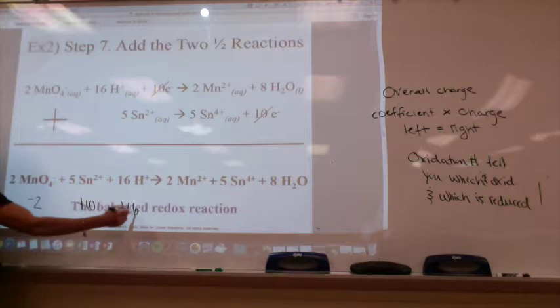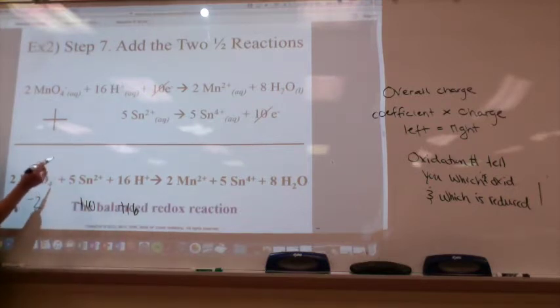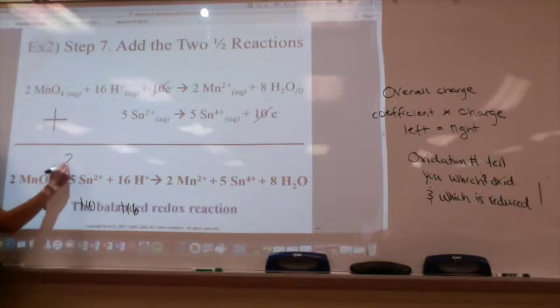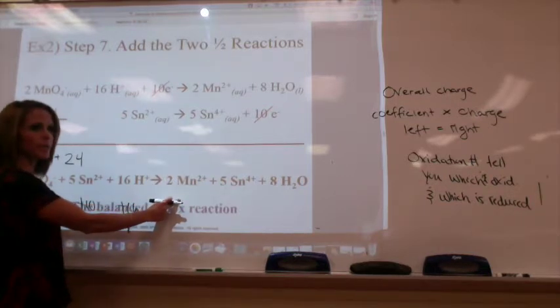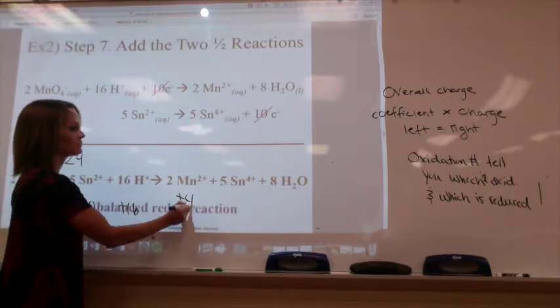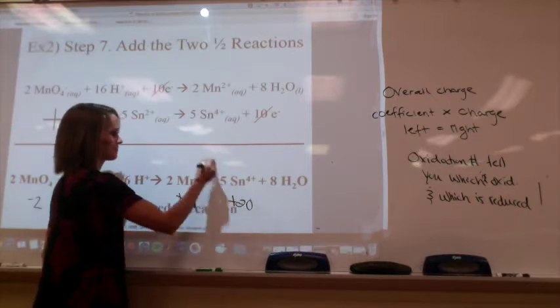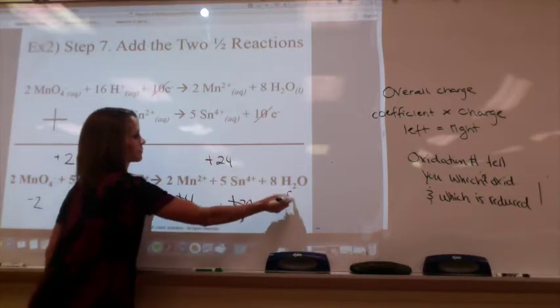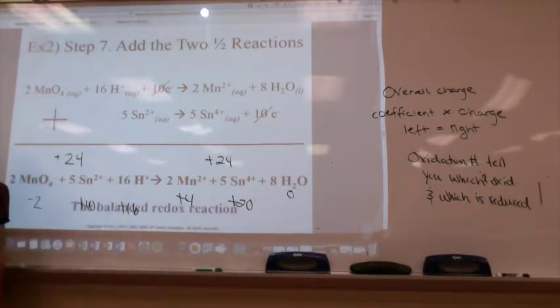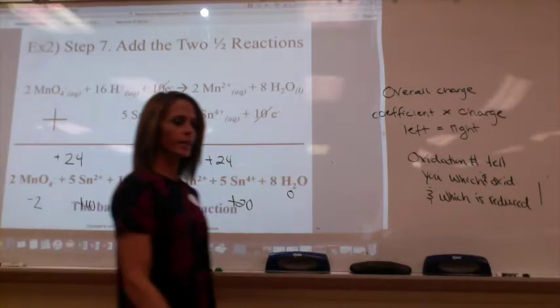What's the overall charge? Come on, where are you, Lou? Jump on it. Positive 24. What is this one? +4. Plus 4. +20. 0. Yep. So they're balanced. You get it? You check it, you'll know that you got it right. All right, next one.